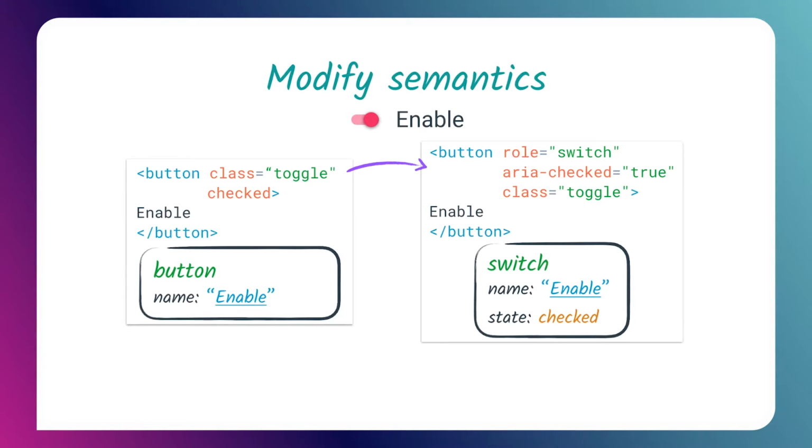So for instance, let's say I've got a button element that I want to turn into more of a toggle button, like an on-off switch type of control. I can give it a role of switch. I can give it an ARIA checked state of true or false. And now I've modified the semantics of this control, and it's an even more specific kind of thing. It's like a toggle button, right? It's a switch button.